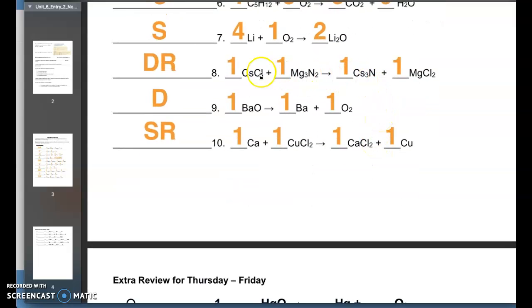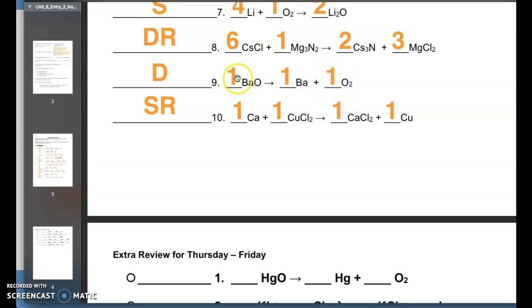Now, here I got 1 cesium and 3 cesiums. So you might start with a 3 here. And as a side note, if you ever get stuck, start in a different spot. Okay, that gives me 3 chlorines, but then I got 2, and you're like, okay. So I'm just going to start over at a different spot and see if I can fix it. Here I have 3 magnesiums, here I have 1, so I need a 3 here. That gives me 3 times 2, 6 chlorines. So that means I need a 6 over here, not a 2. That gives me 6 cesiums, so I got to come back over and put a 2 there to give me 6 cesiums. 2 nitrogens, 2 nitrogens. We're all balanced.